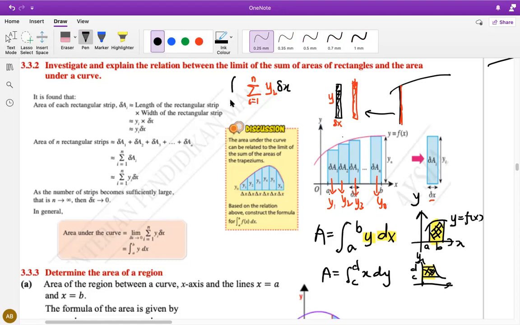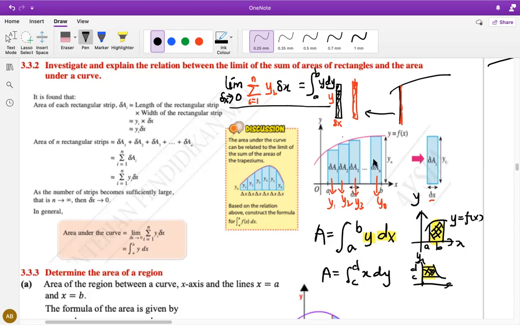Then we sum it, okay, so again, sorry. So we find the limit, okay? Remember, limit as delta x goes to zero, very small, okay? Meaning that delta x is very, very small, and when you add it together, then it becomes the formula from A to B, y dx. This is a very simple explanation, okay?